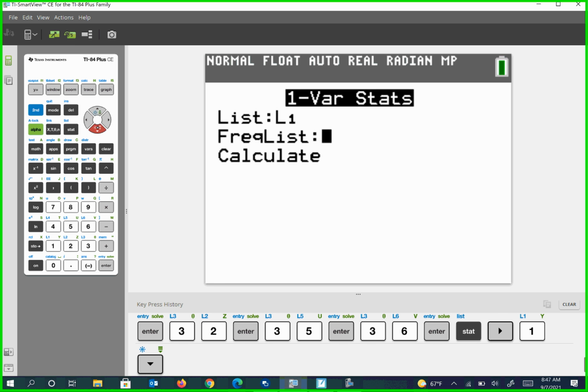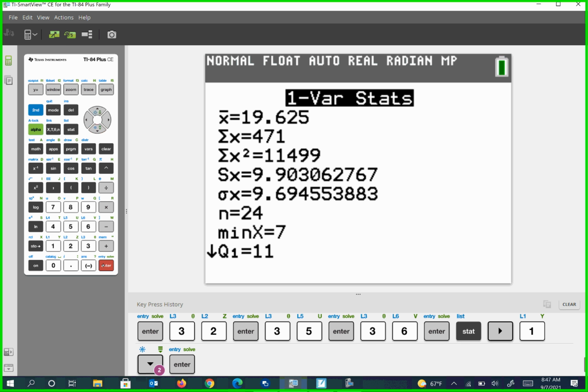information. So I'm going to look at list 1. I'm going to calculate it. So this gives us a lot of good information. This right here tells us, with the data that came up in Stirrup's mind, that we had an average score of 19.625. Okay? If I were to have added up all of my scores, I would get 471. If I decided to take 471 and square it, I would get 11,499.